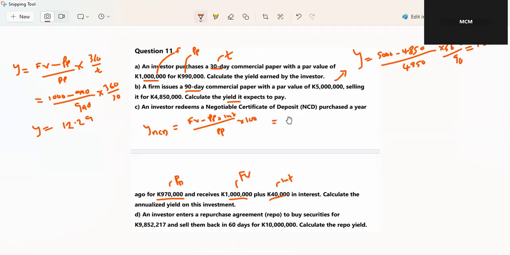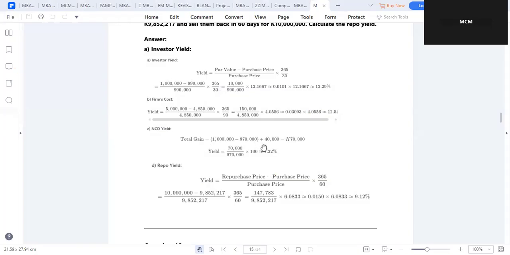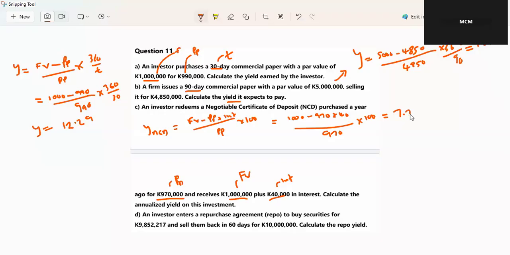So here we have what? 1,000, I'm just copying out the zeros, minus 970 plus 40 over 970 times 100. So the NCD, although in the pamphlet I didn't show the addition of the interest, I just added it in the total gain. So it's simply total gain over the purchase price. So when you multiply by 100, you get 7.22. Okay. So 7.22%.